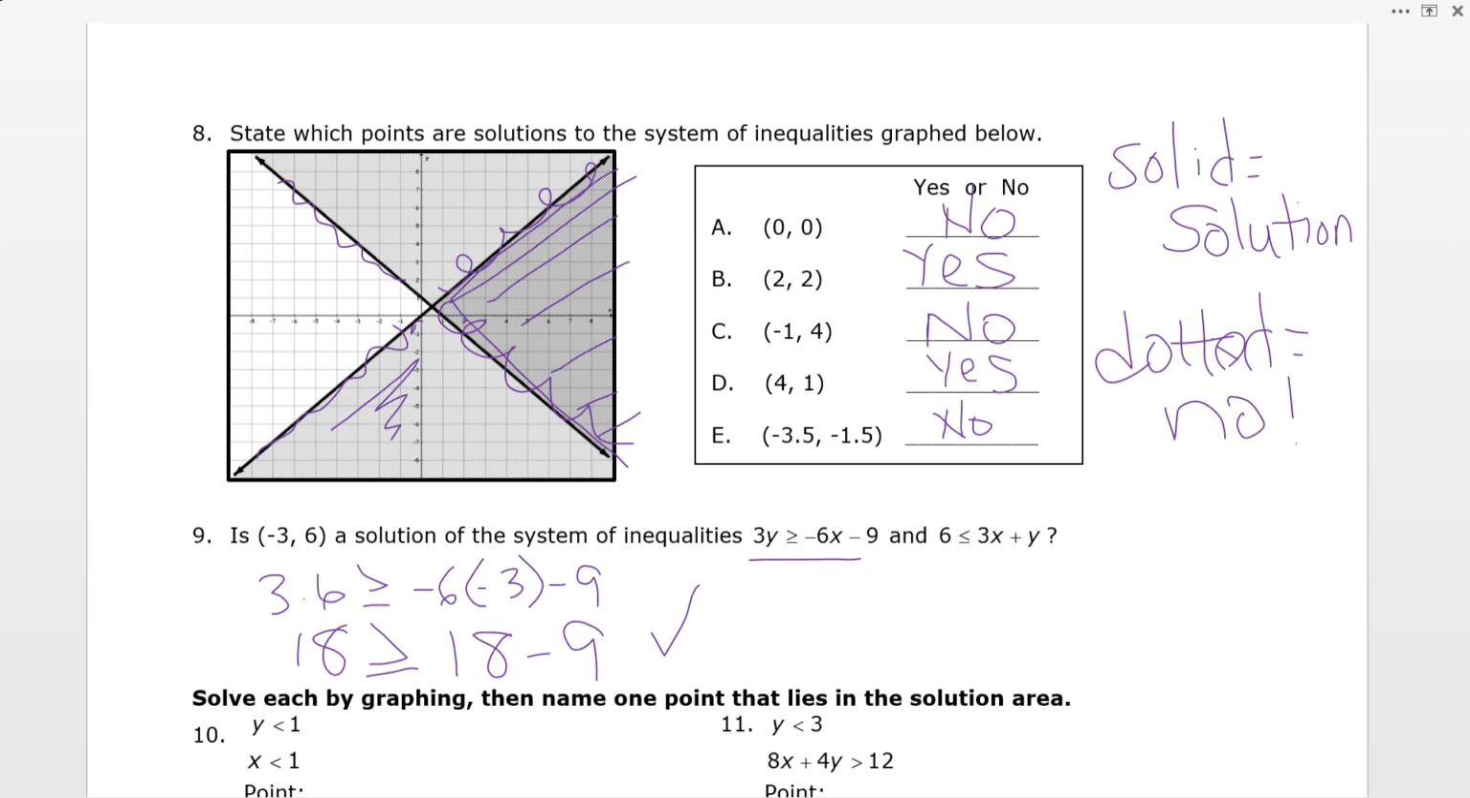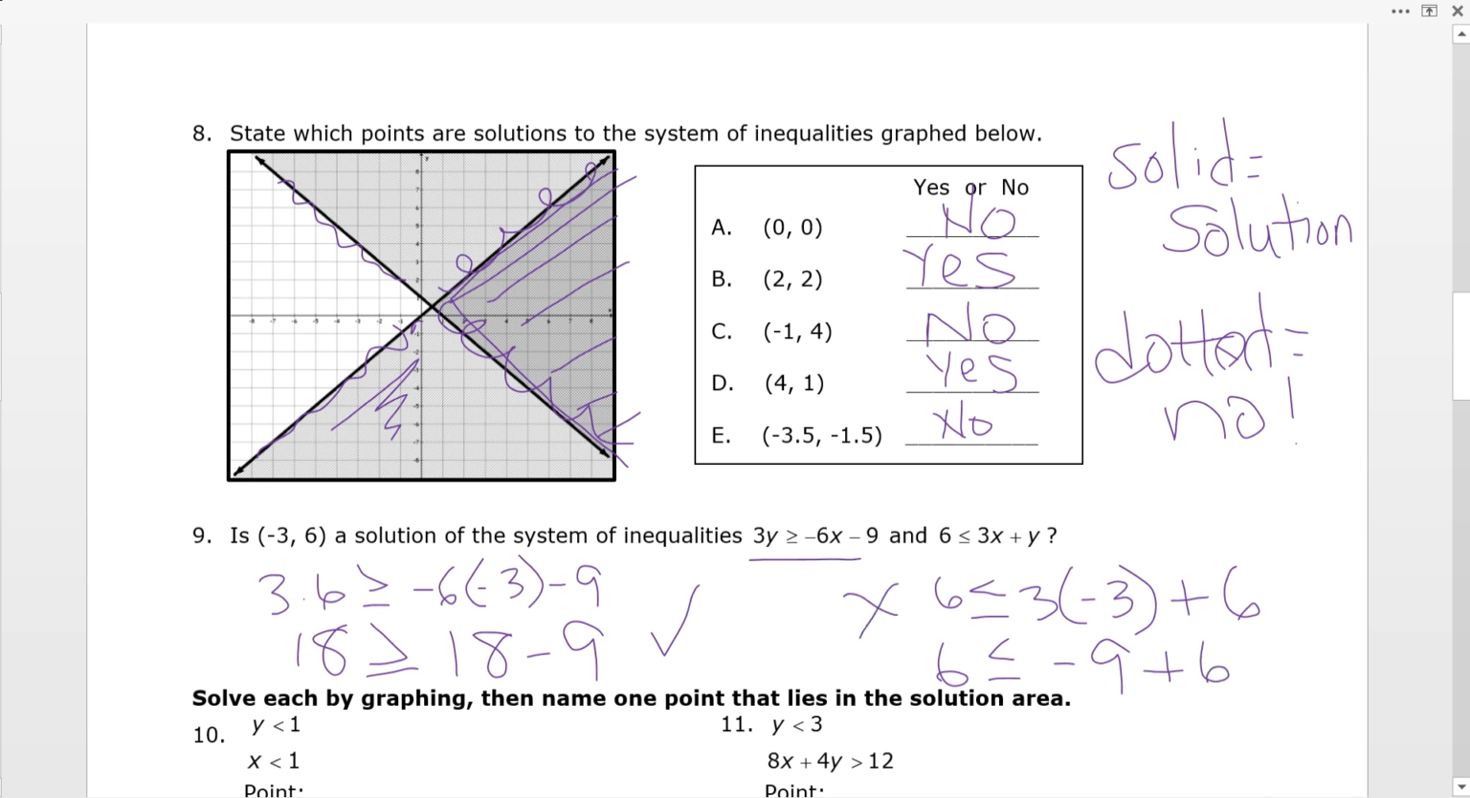In the next inequality, we have 6 less than or equal to 3 times -3 plus 6. Is 6 going to be less than or equal to -9 plus 6? The answer is no, because -3 is not bigger than 6. So no, it is not a solution. It meets one, but not the other one.